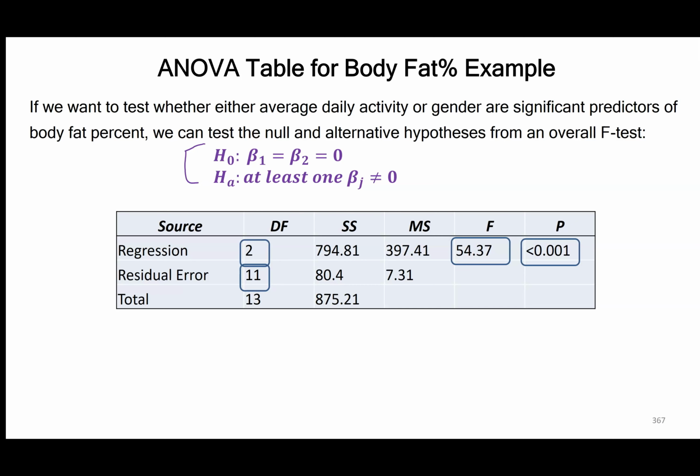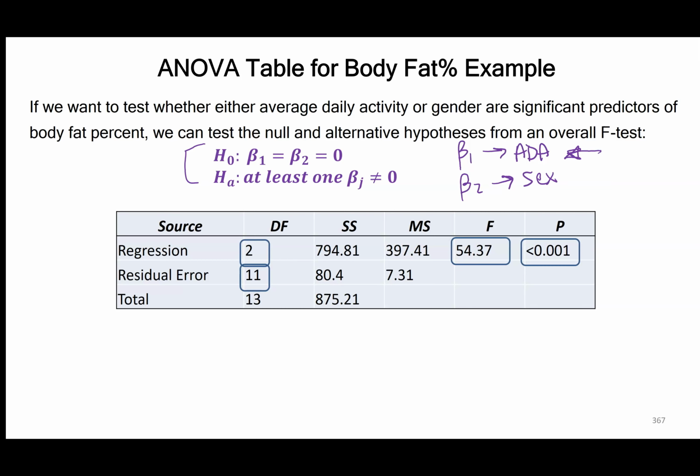Things to know. In this case, beta 1 goes with ADA. Beta 2 goes with sex. And that's because of alphabetical order. That's really what it comes down to. ADA was put in the model first because it comes first alphabetically. So if you want to keep it straight, if we said, hey, we want a confidence interval for beta 1, we're talking about the coefficient that goes with average daily activity.